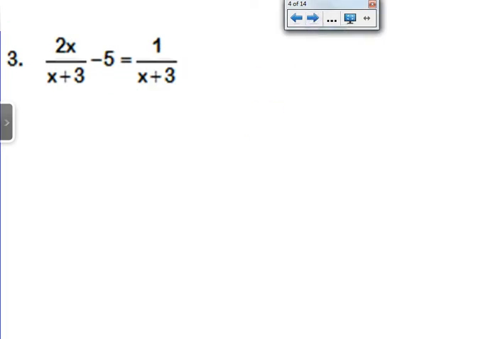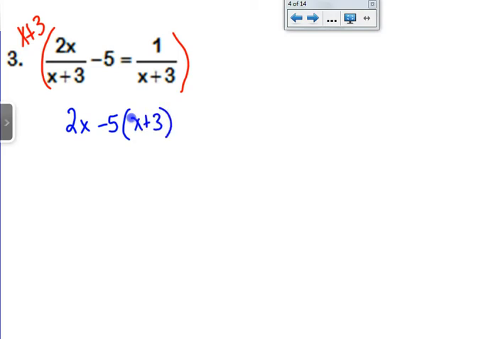The next example, big parentheses around the whole thing. Just x plus 3 is our least common multiple. So when I distribute that to everybody, the first fraction is just going to end up being a 2x. The next fraction has a negative 5, and since there is no denominator to cancel, it still has to be multiplied by the x plus 3. And in the last fraction, the x plus 3's cancel, leaving you with just the 1. Go ahead and distribute the negative 5.